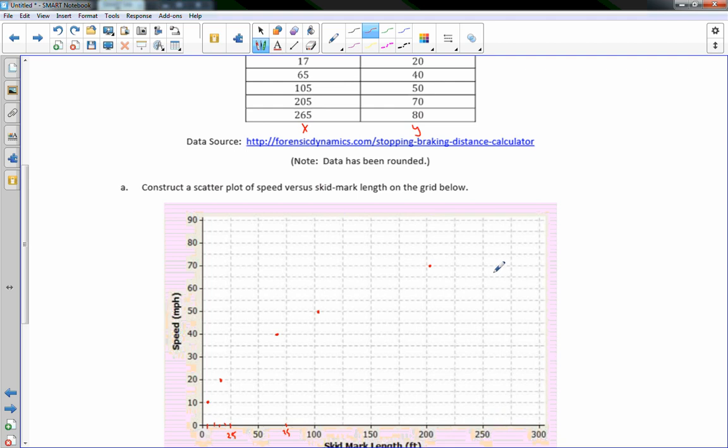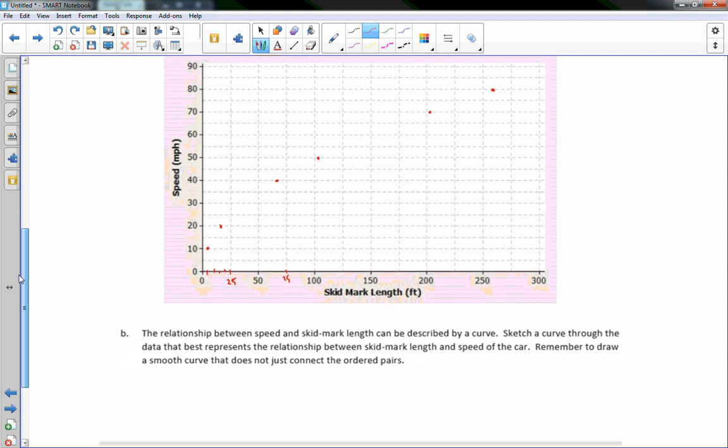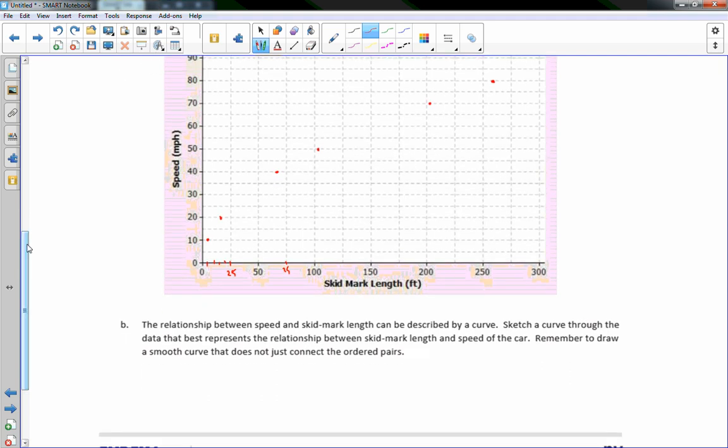265 is here, and we're coming out to 80 miles an hour. So 265 is there. As you can see, it's not a straight line. It does look like a curve, and that's finally going to be answering the next question. So the scatter plot is constructed. The relationship between speed and skid mark lengths can be described by a curve. Sketch a curve through the data that best represents.